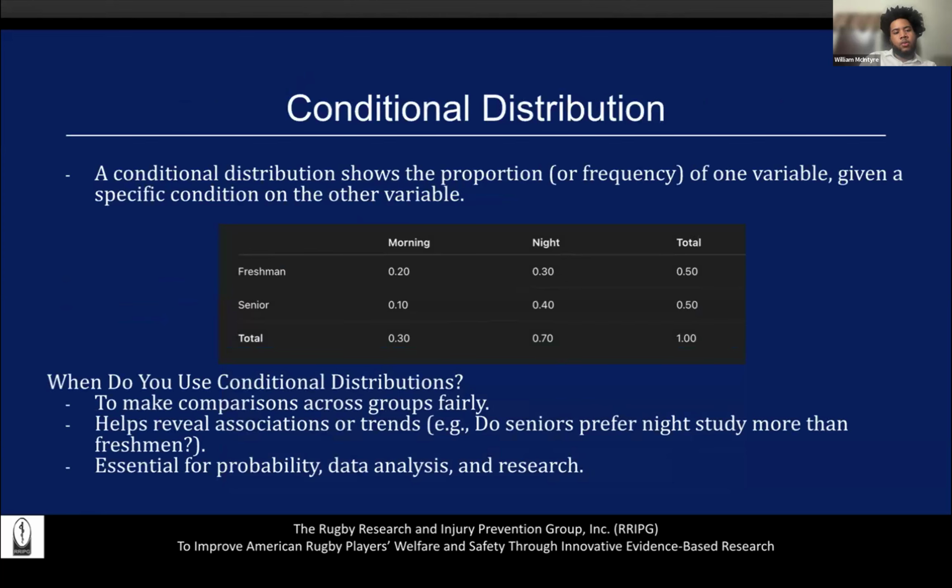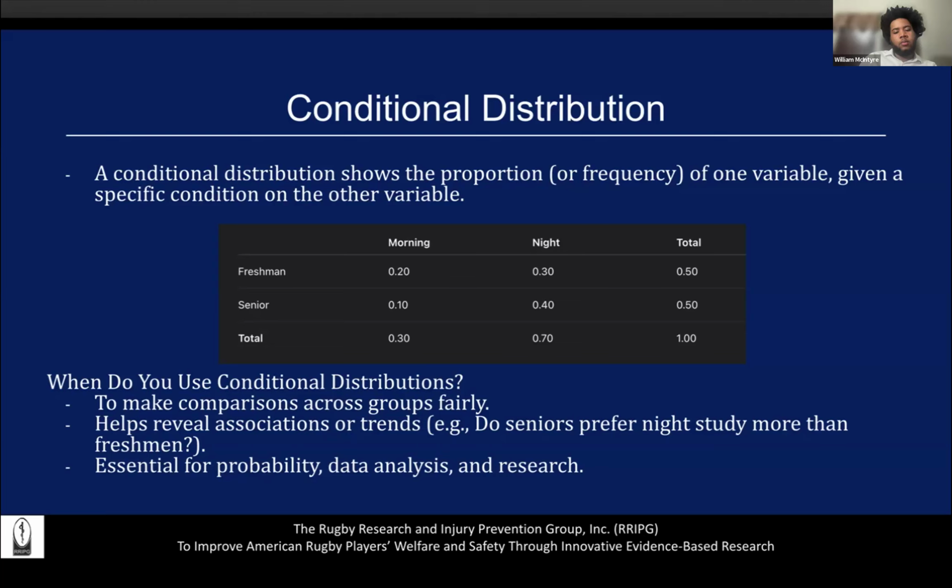Next, a conditional distribution. A conditional distribution shows the proportion or frequency of one variable given a specific condition on another variable. When conditional distributions are used, they make comparisons across groups very fair. It helps to reveal associations or trends.